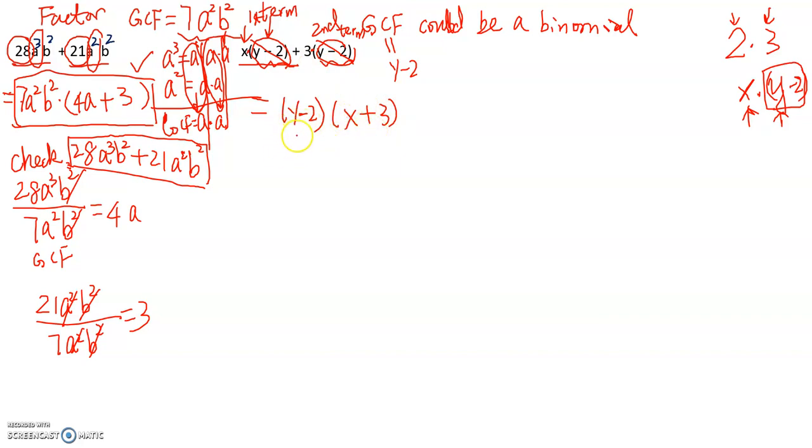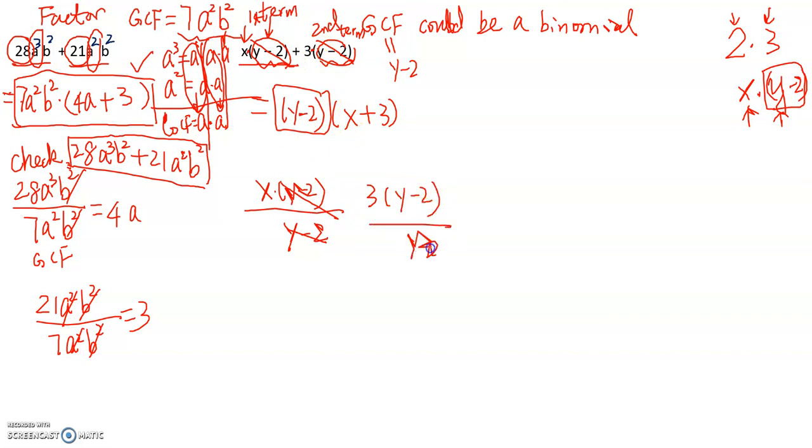If you want to check your answer, again, you are going to distribute. You can distribute everything out to see if they match. The other way, you can do something similar: if that's our first term, when you factor y minus 2 out, they cancel each other, that's why you're left with the x. And similarly, for the second term, when you factor y minus 2 out, this will be canceled, and you will be left with a 3.